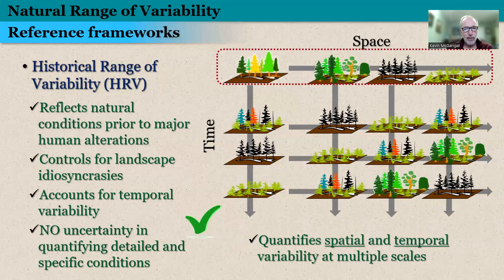which is ultimately the variability that is generally sought after with an NRV approach. Even if we choose a space for time substitution, we're using space for time to really capture what we would expect to occur for variability over time. And there's no uncertainty in quantifying detailed and specific conditions because with a simulation model, we have complete representation of the data in space and time. And so we can quantify the characteristics of the system with zero uncertainty, essentially.